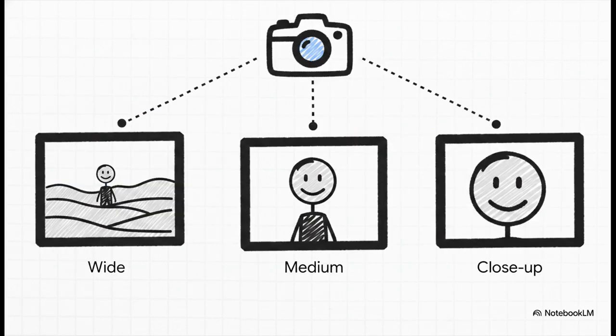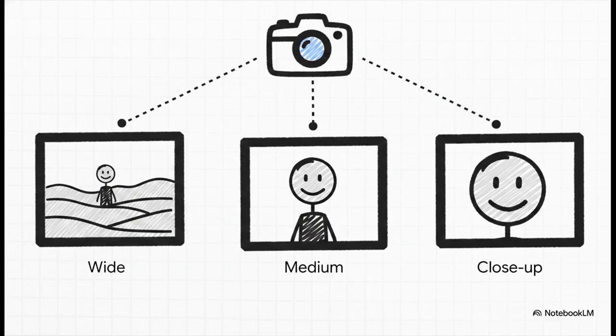Element number 2 is the shot type. This is really about perspective, choosing the right size for the image to visually tell your story. Is it going to be a wide shot to show the whole room? A medium shot? Maybe a close-up or an extreme close-up to capture some intense emotion? An over-the-shoulder shot for a conversation? Or maybe an insert shot to highlight a really specific detail?